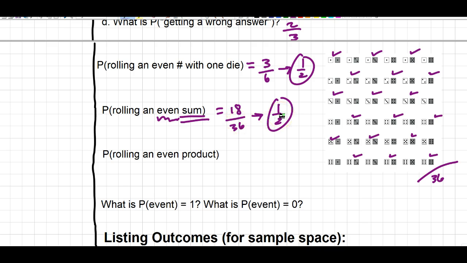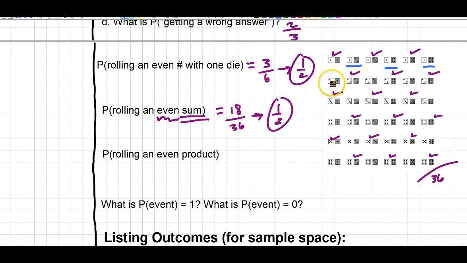Let's compare that to the next question, which says rolling an even product. Remember, students, that product means you're going to be multiplying. So we're going to mark the list of outcomes again, but this time in a different way to look at the products. So 1 times 1 is 1. That's an odd number, so I'm not going to mark this one. 1 times 2 is even. 1 times 4, 1 times 6. Looks like it might be every other again.